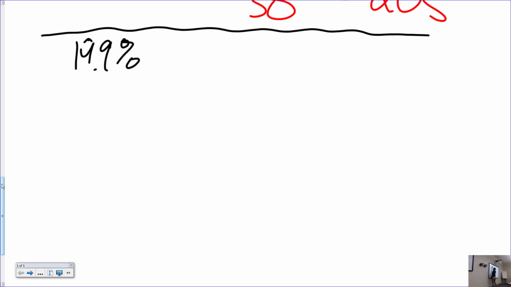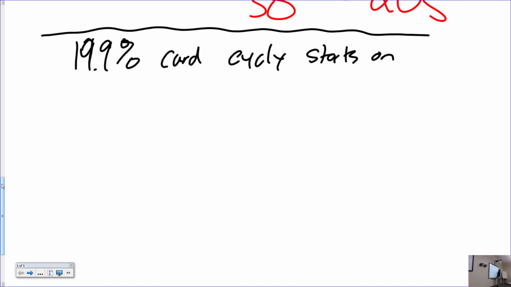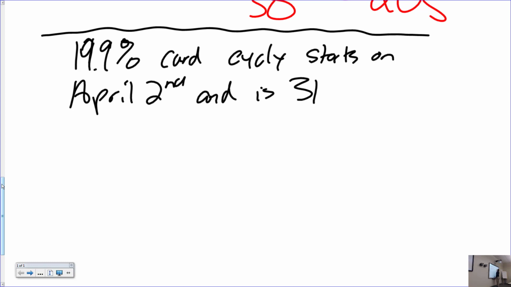So let's assume that this credit card is a 19.9% APR credit card. I slipped 1 month, and so they jacked it to the max. No, it's just for me, right? 19.9% card. The cycle starts on April 2nd and is 31 days. So for whatever reason they decided in April to make it a 31-day cycle.